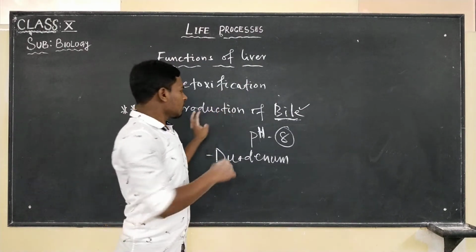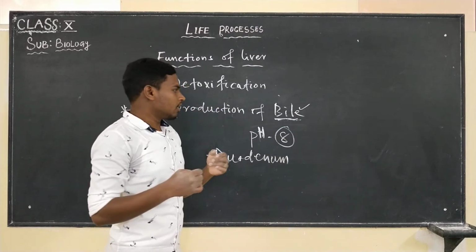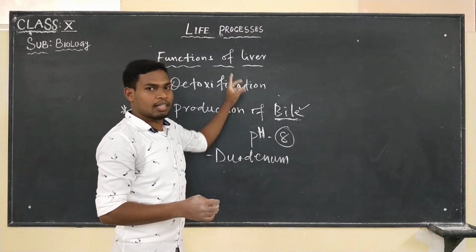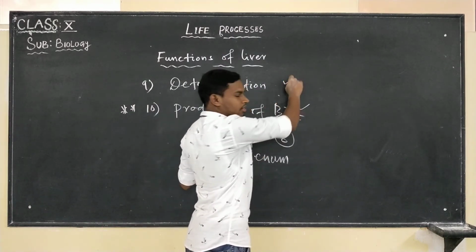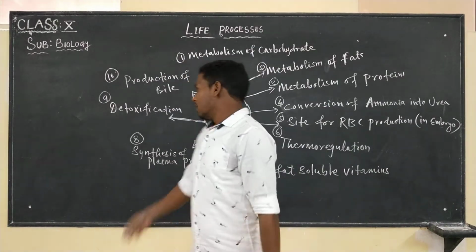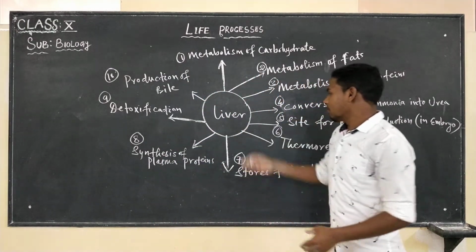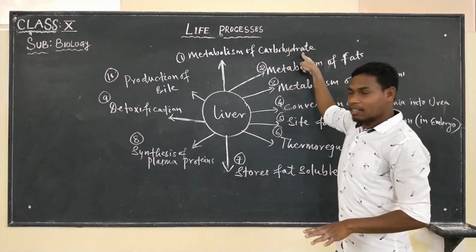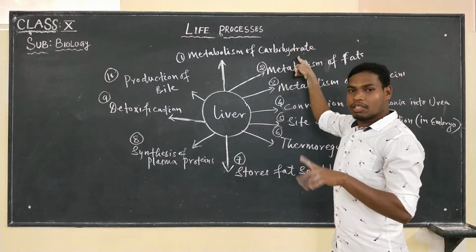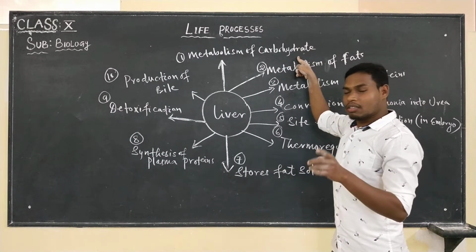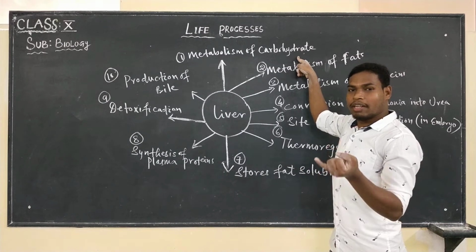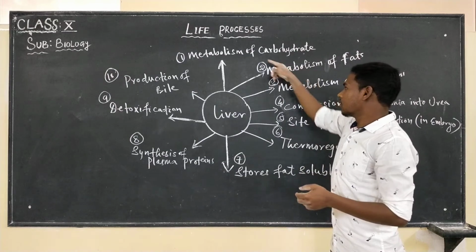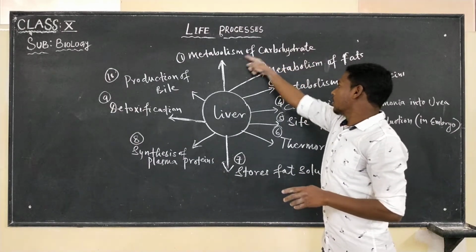And all these functions, quickly we are going to put in a brain map so that we can easily understand. So this is the brain map, the functions of liver. Here, metabolism of carbohydrate. In that we saw conversion of glucose into glycogen, and even the non-carbohydrate substances like fats, proteins, and vital amino acids are converted into glucose. So all those processes we saw in metabolism of carbohydrate.